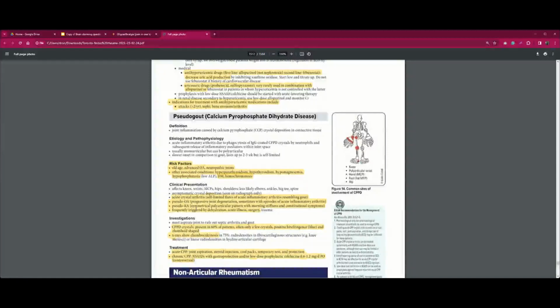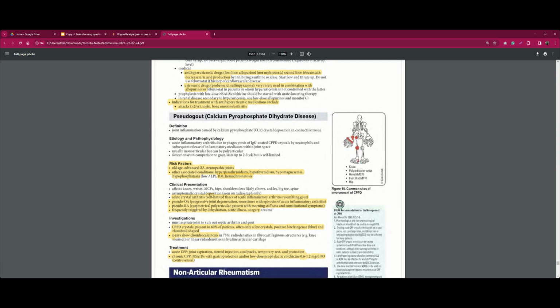Thumb is so much hurting that I cannot move it, and it has become red and swollen, and all the acute flare-up signs would be there. So that is a very typical scenario for pseudogout. So you just have to remember that there can be underlying pseudogout.